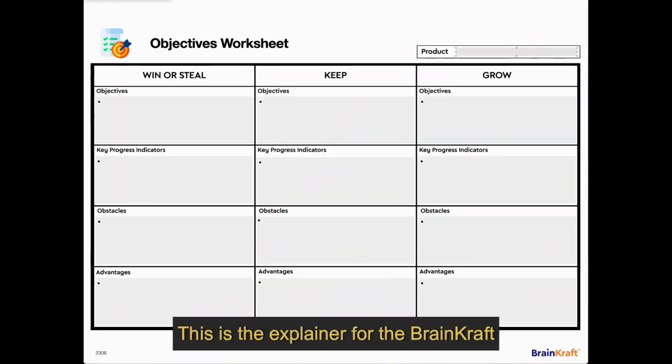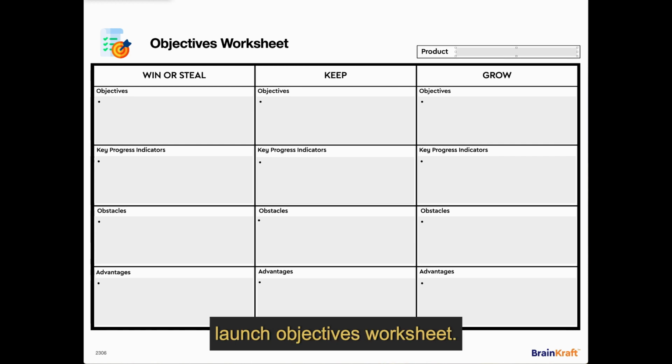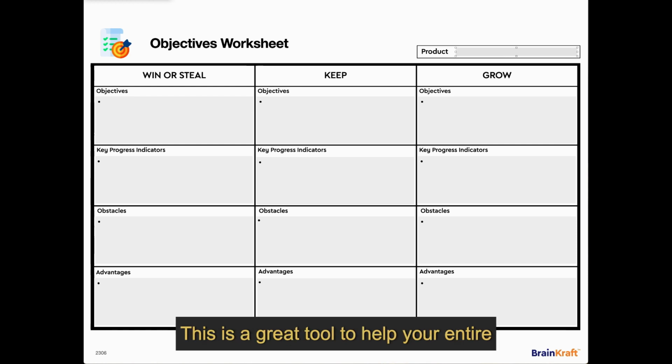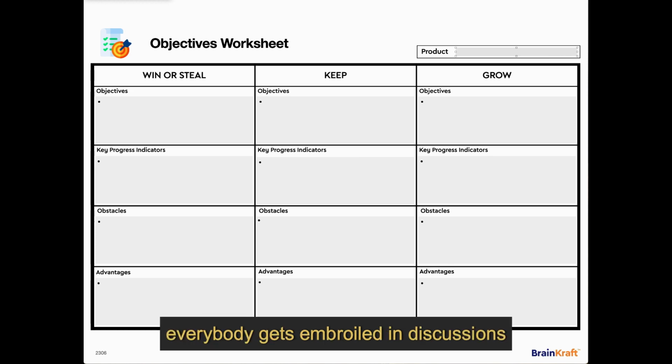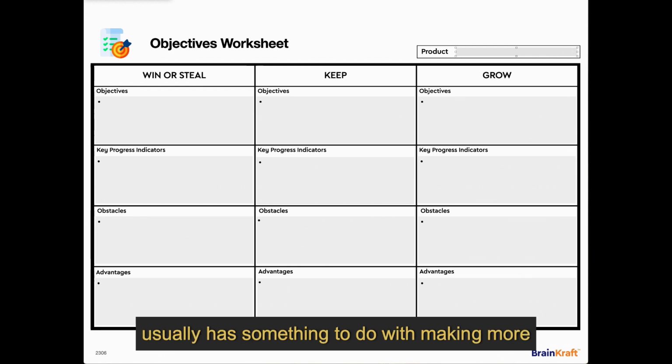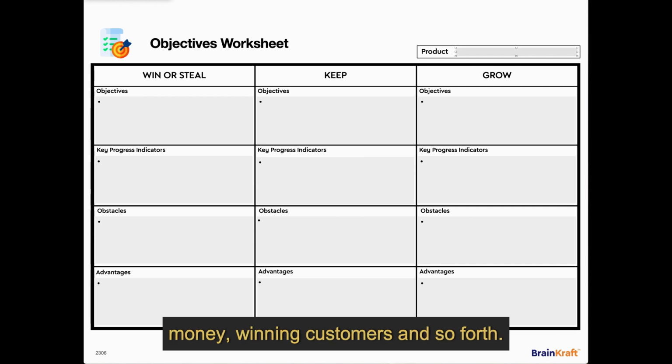This is the explainer for the BrainKraft Launch Objectives Worksheet. This is a great tool to help your entire launch team really focus on what's most important as it relates to your product launch. Now, a lot of times everybody gets embroiled in discussions around deliverables and presentations and the like. But what I want to talk to you about here is how to narrow that focus down to the things that matter the most. And it usually has something to do with making more money, winning customers, and so forth.